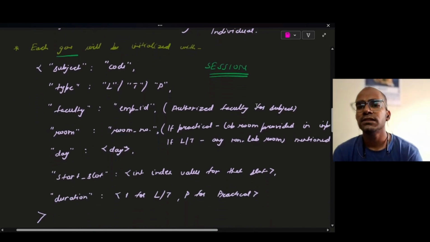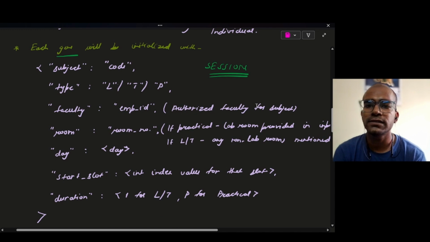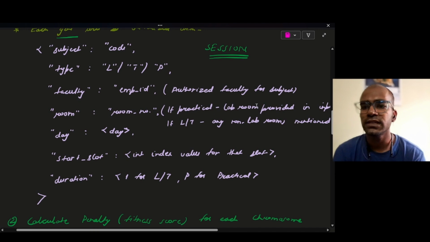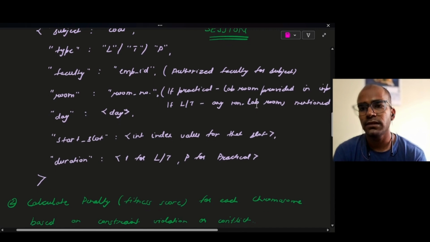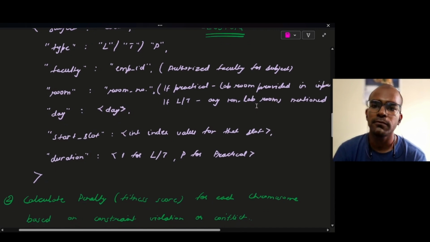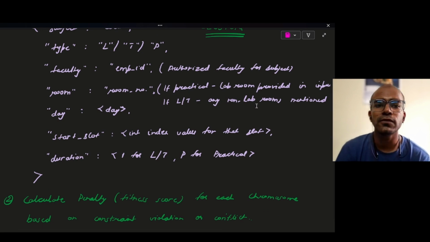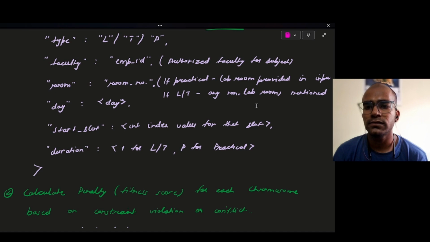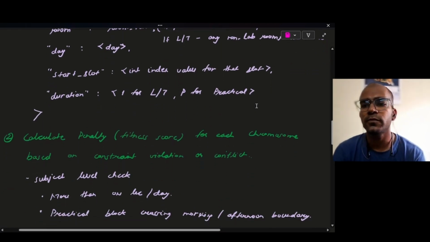Each gene will have the subject code, the type, that is lecture, tutorial or practical, the authorized faculty for that subject, the room number allotted for that subject, the day, some random day from Monday to Friday, and the start slot. It will give us the integer slot value, that is from 8 a.m. to 6 p.m. in between those slots. Duration is 1 for lecture and tutorial and P for practical.